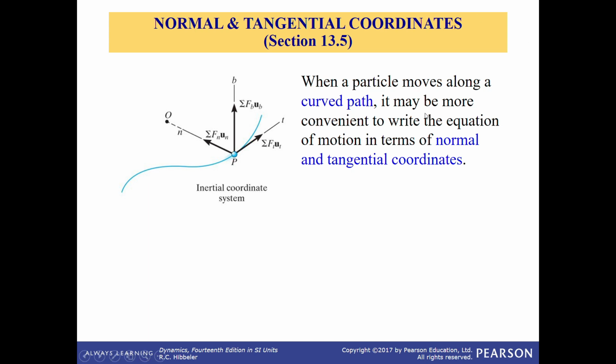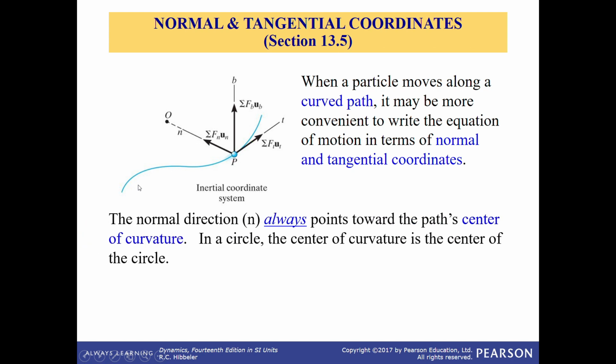When a particle moves along a curved path, it may be more convenient to write the equation of motion in terms of normal and tangential coordinates. Okay, be aware that before this we learned about rectilinear motion, but this is about the curved path. I would say like this one. This is a particle P, for example, it travels from here along this line until it reaches here. For example, if I want to analyze at this instant, point P is somewhere over here.